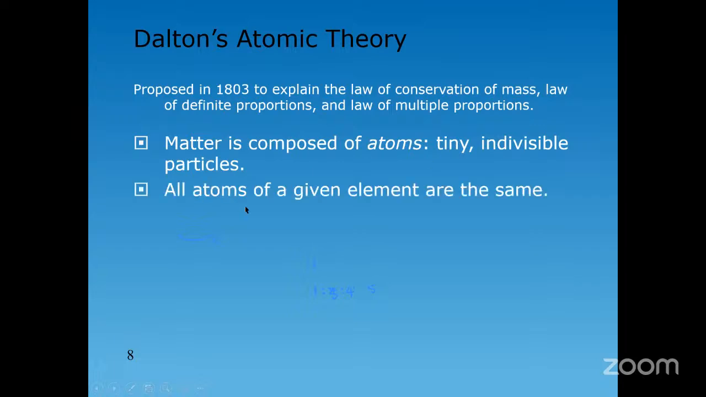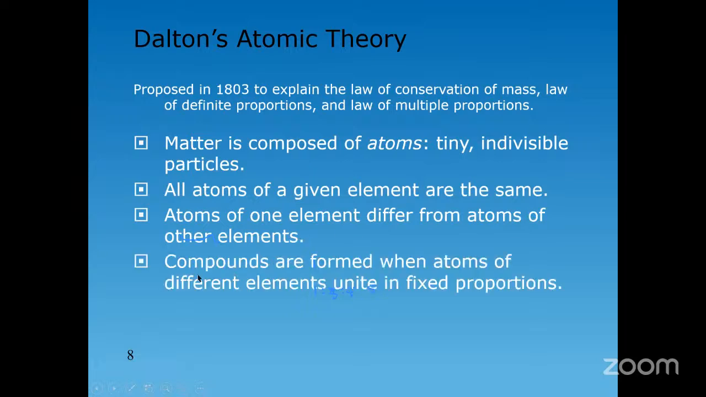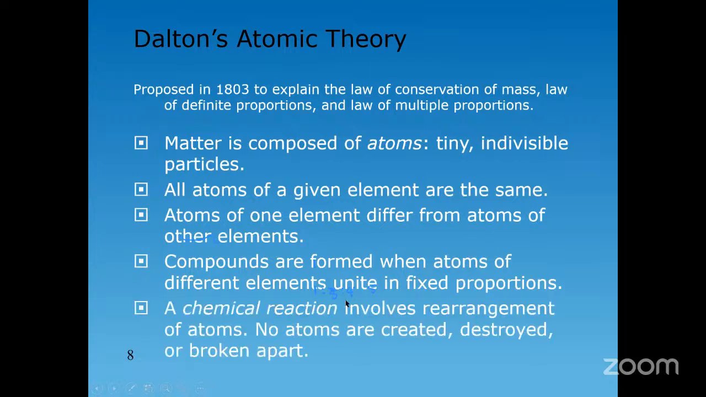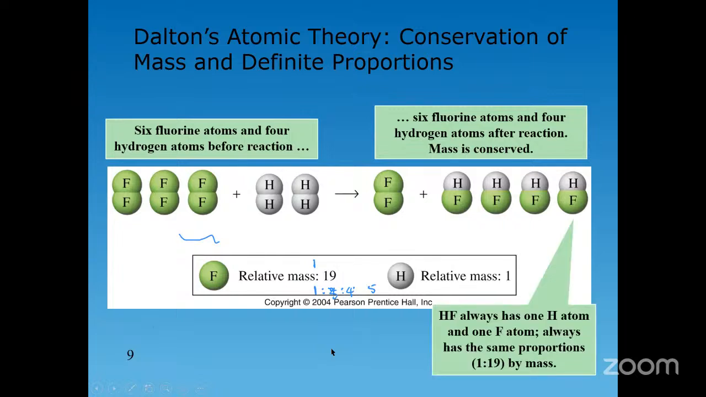All atoms of a given element are the same, well, we all know that to be true. Atoms of one element differ from atoms of other elements, we know that to be true as well. Compounds are formed when atoms of different elements unite in fixed proportions, that is also true. A chemical reaction involves rearrangement of atoms; no atoms are created, destroyed, or broken apart. We know that to be true as well. So that's basically Dalton's atomic theory.